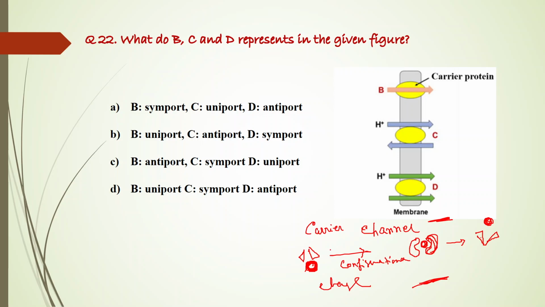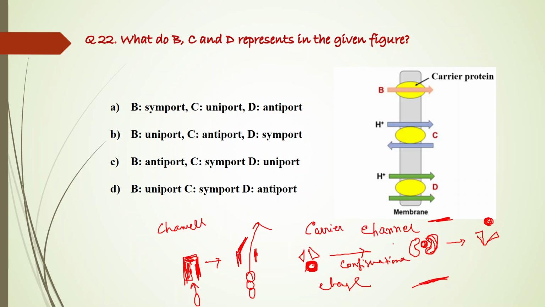But in case of channel protein, we can imagine it like a gate. When the gate is closed, no molecule can pass through. Now if you open the gate, then many molecules can get to the other side as long as the channel or the gateway is open.